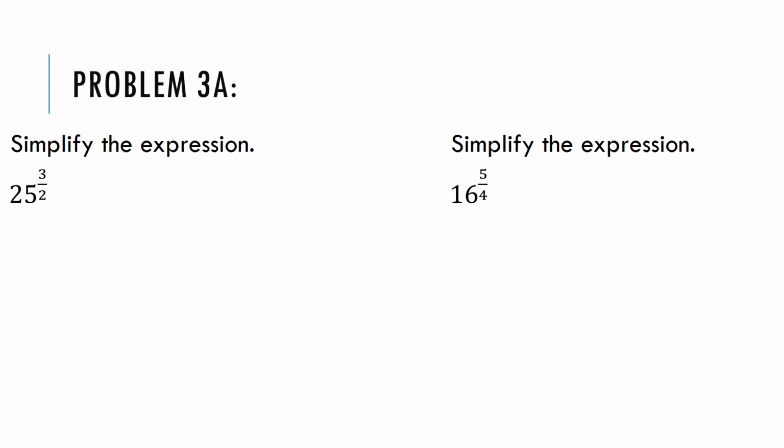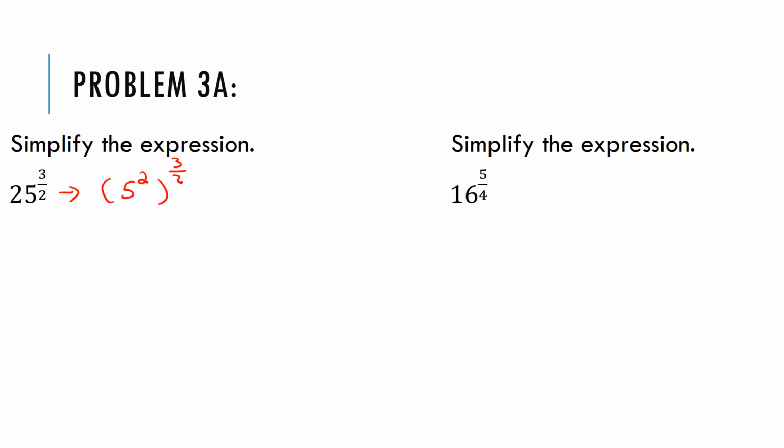All right, simplifying the expression when you don't have a 1 in the numerator. You handle it just like you would the other problems. So we're going to have parentheses 25 to the 3 over 2, and once again the denominator is 2, so I want to figure out what number to the 2nd power gives me 25. Well, 5 squared gives me 25.